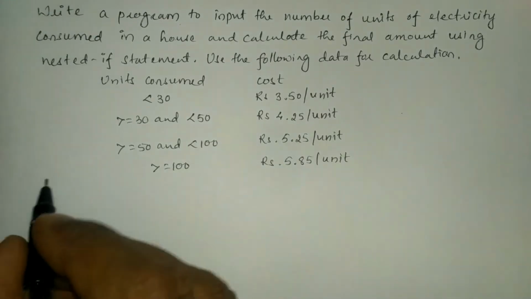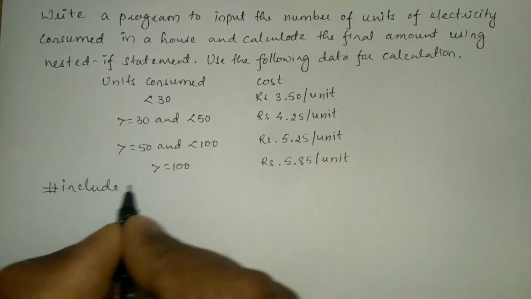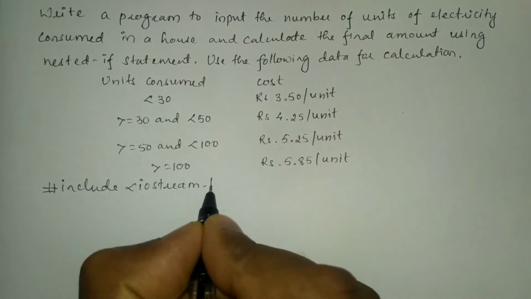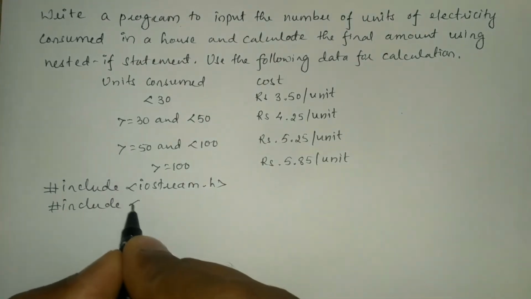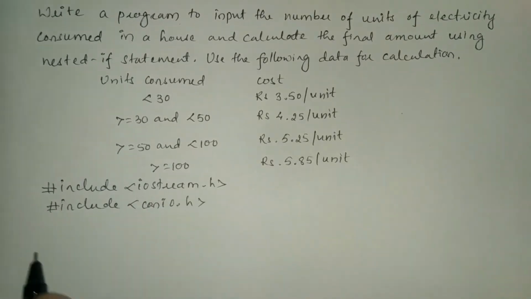Now let us write the preprocessor directives. Hash include in angular brace, we'll write iostream.h header file, and the next preprocessor directive is hash include in angular brace, we'll write conio.h header file.